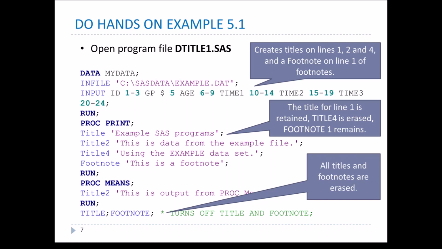Then in PROC means, we redefine a title 2. If you recall, when we define a title, like title 2, it will erase anything below that. So title 4 then would go away once we define a title 2 in PROC means. Let's see how that works.